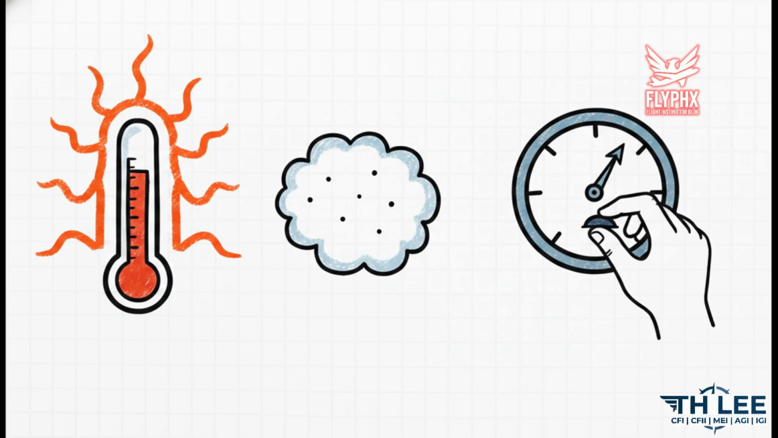Use the 0.16 inches of manifold pressure per 10 degrees rule. You add 0.16 if the temp is above standard, and you subtract it if it's below. So why do we do this? Well, it's simple physics.